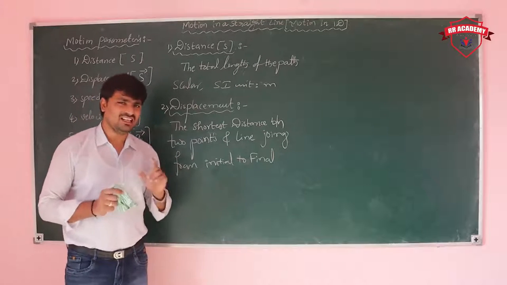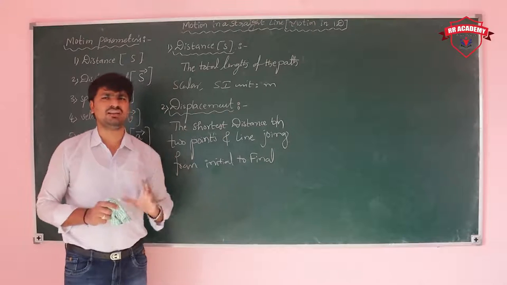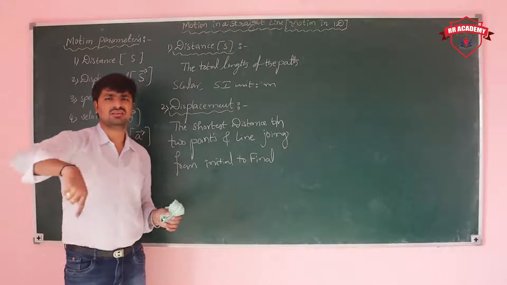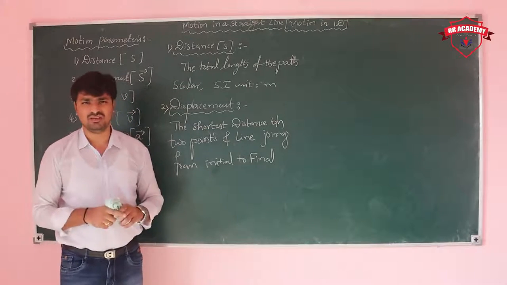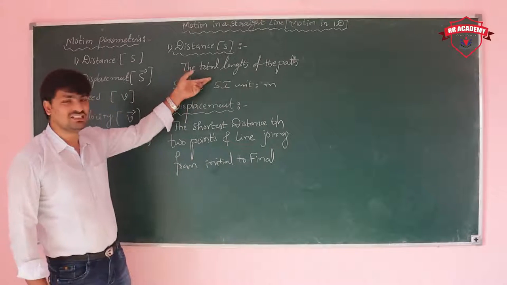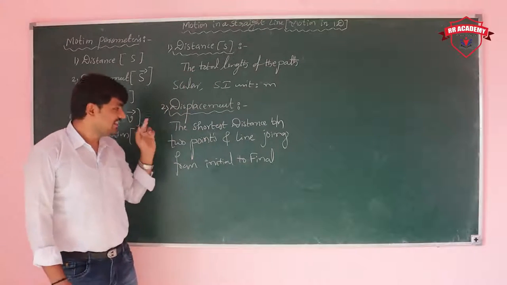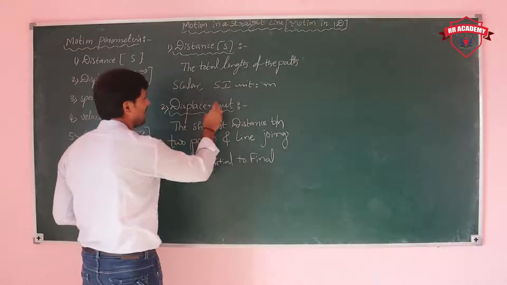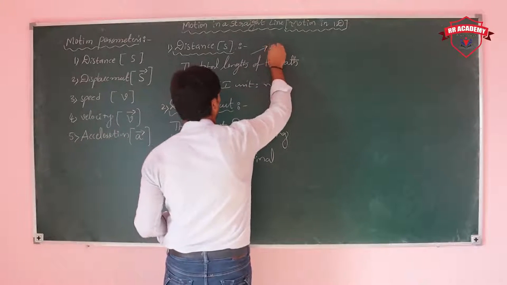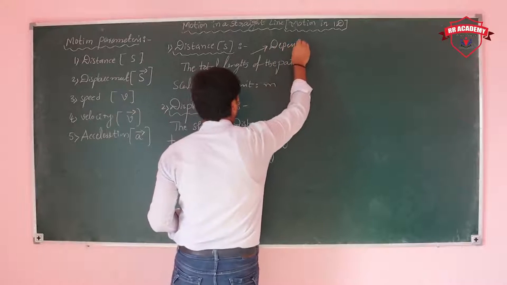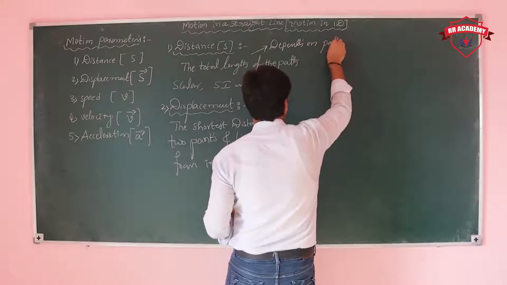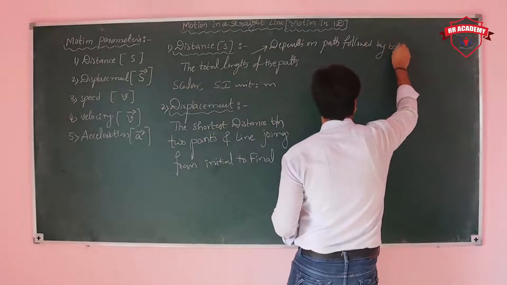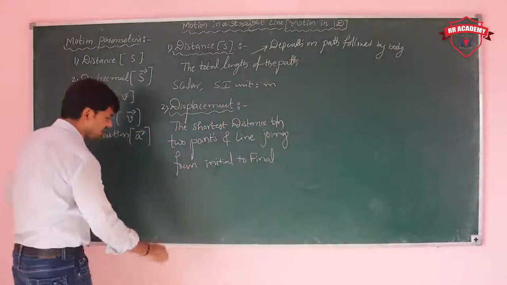Here one thing: distance depends on the path followed by the body. What is the meaning of that? How the particle is moving, what is the path followed by the body. Distance depends on the path followed by the body. But displacement depends only on the initial and final points, and it is independent of path.